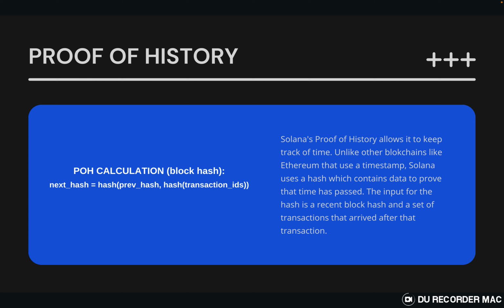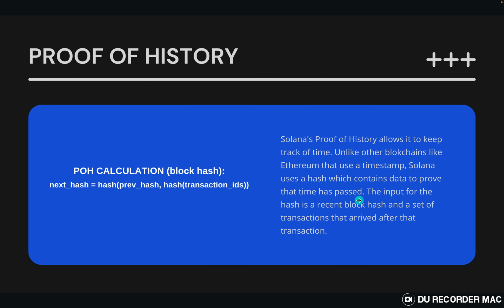So you can access timestamps in Ethereum. But for Solana, unlike Ethereum, it doesn't use timestamps. What it uses is proof of history, or proof of history hashes. So Solana proof of history allows it to keep track of time, unlike timestamps in Ethereum. Unlike other blockchains like Ethereum that use the timestamp, Solana uses a hash which contains data to prove that time has passed.